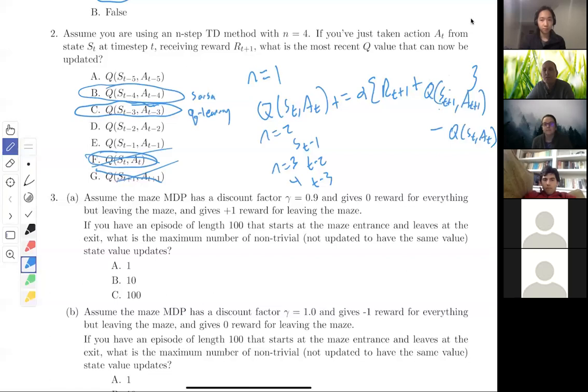Other questions? Okay, here, this says assume the maze. So this left out a little bit, and let me just quickly go and grab what the previous part of this quiz was.